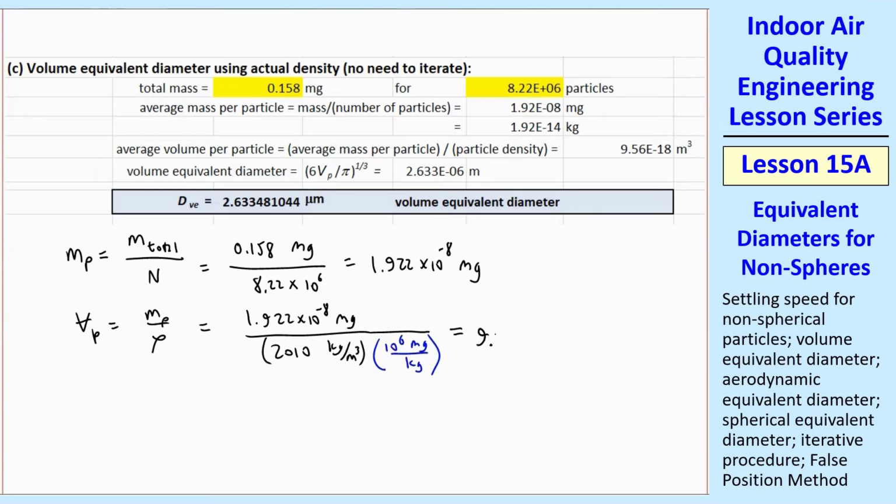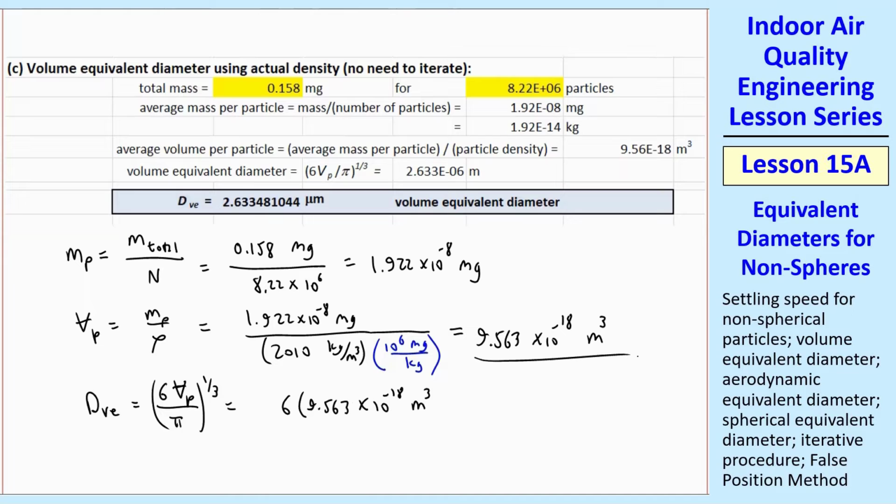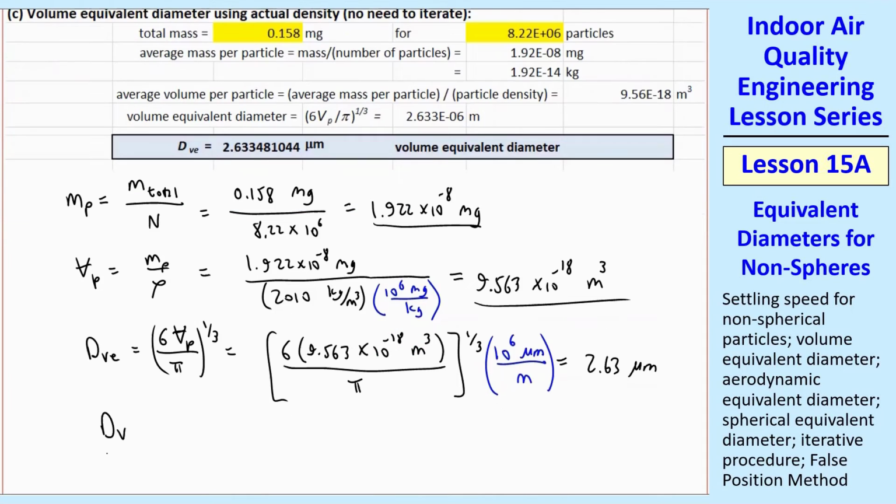And this gives me 9.563 times 10 to the minus 18th meter cubed. 10 to the minus 18th is really tiny, but this is in meter cubed, so that is correct. And then I use my equation for dVE based on the volume of a sphere. Plug in my particle volume from here, divide by pi raised to the 1/3 power, and then get my units correct by 10 to the 6th microns per meter. And I get 2.63 microns.